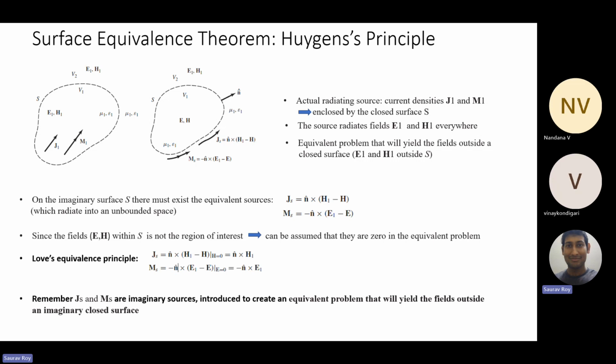Did you understand the question? You're saying that inside volume 1, E and H should be 0. Yes. If we make E and H zero, then the calculation of Js and Ms will be easier, right? If you put zero in that equation, it will simply be n cross H1 and n cross E1 for Ms, with the minus sign. So how do you make E and H zero? What would be your surface S so that E and H would be zero?